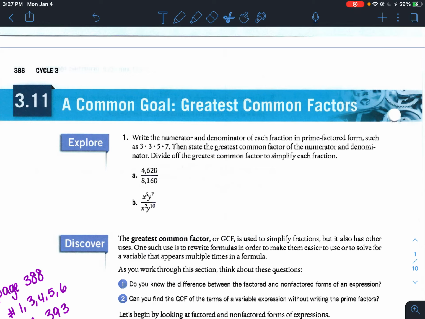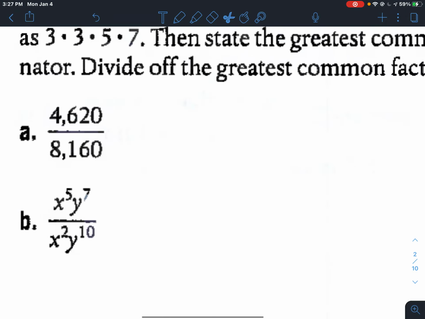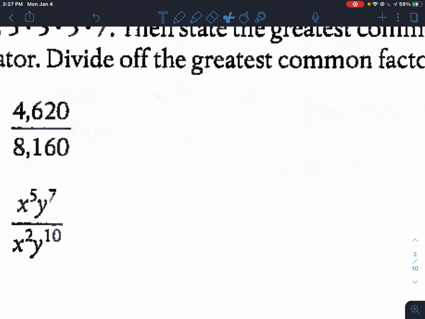and denominator of each fraction in prime factored form, such as 3 times 3 times 7 times 5. I'm really terrible at reading today, apparently. Then state the greatest common factor of the numerator and denominator. Divide off the greatest common factor to simplify each fraction. Okay, so it gets kind of messy, but bear with me. I think you'll understand it pretty well.